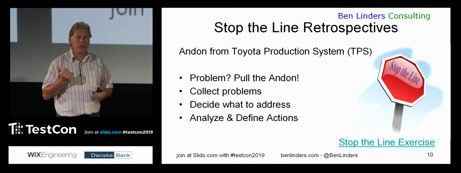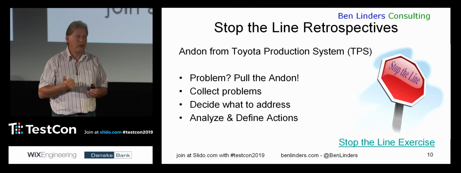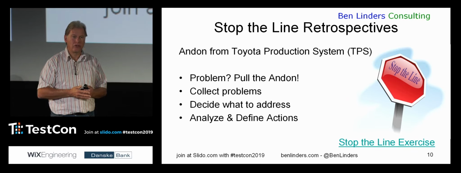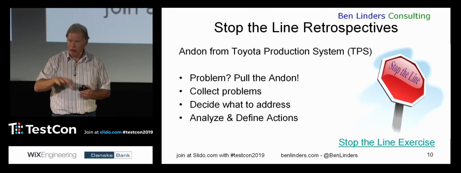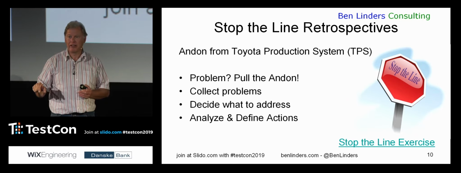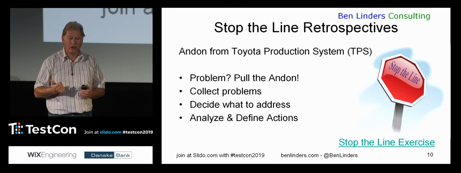Once you get a couple of problems collected, look at those problems together with the team and decide, okay, what are the 1 or 2 problems that we would like to solve right now? What are the things that we would like to work on? Again, similar to the root cause analysis, just pick 1 or 2 problems. Don't try to solve everything. It's not possible anyway. Pick 1 or 2 that you want to focus upon and work on those.